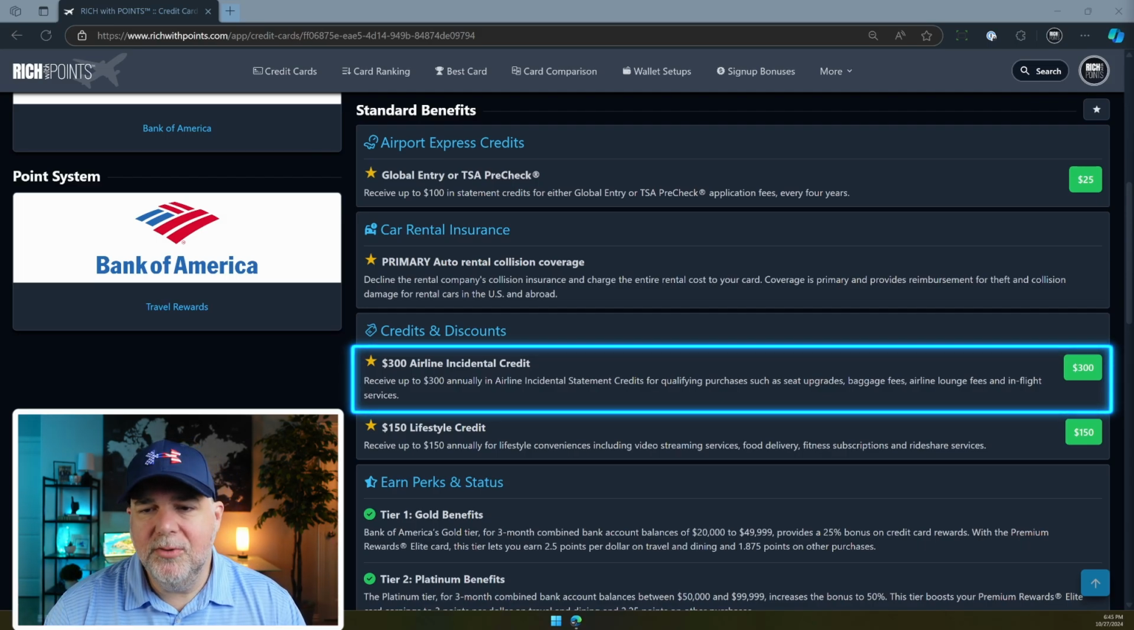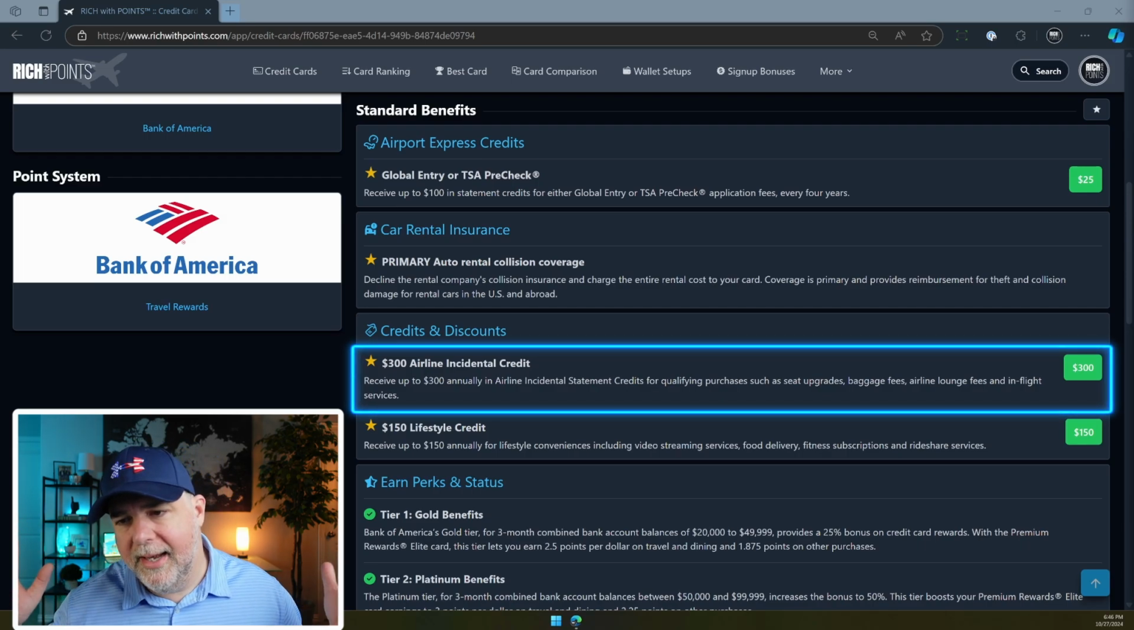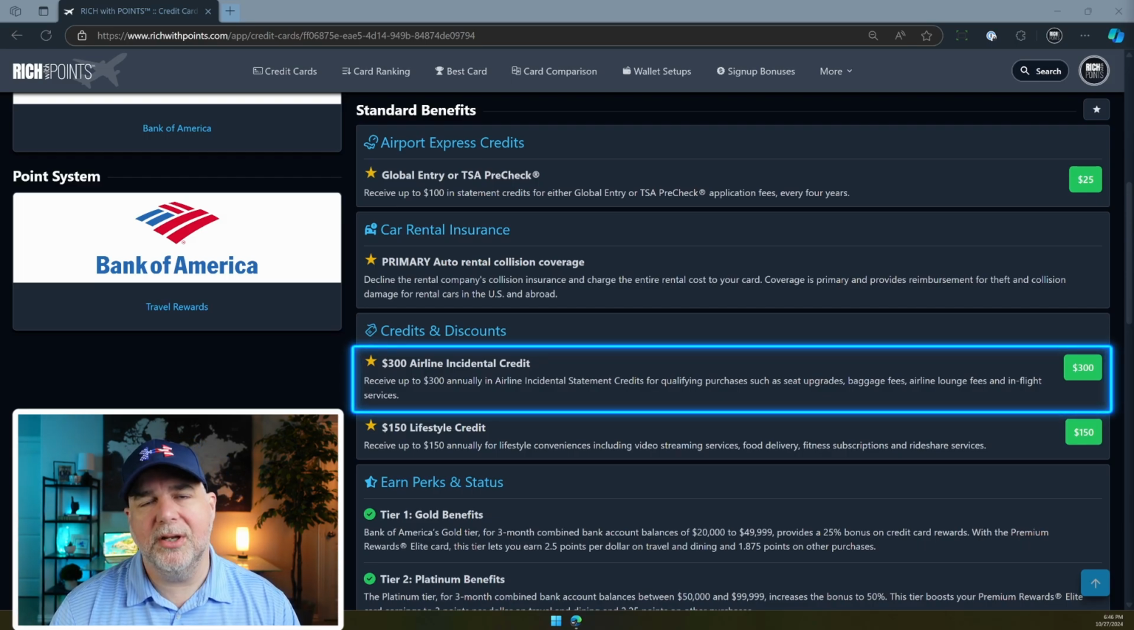Easy. So this one, I mean, you're going to have some baggage fees if you're flying, possibly. It's probably pretty easy to get it back on a seat upgrade. It sucks that you can't purchase the flight with the upgraded seat already, so you don't have to worry about doing that after the fact. Anyway, it's $300. It's a big chunk of your $550 annual fee that you're getting back using that. Hopefully most people can use the entire $300.